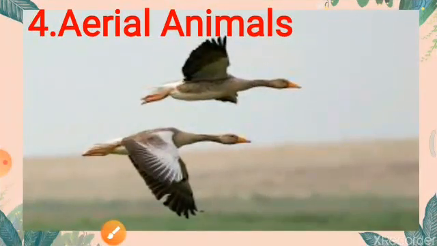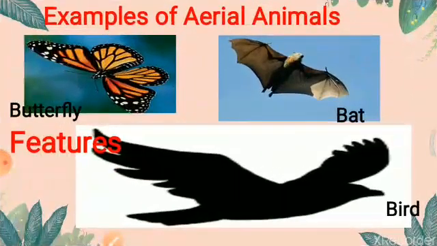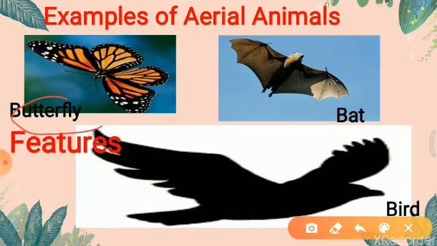Next is number 4 type of animal, that is aerial animals. Aerial animals can fly, means birds, some insects, and bats are examples of aerial animals. These are the examples: butterfly, bat, bird. These are the examples of aerial animals.